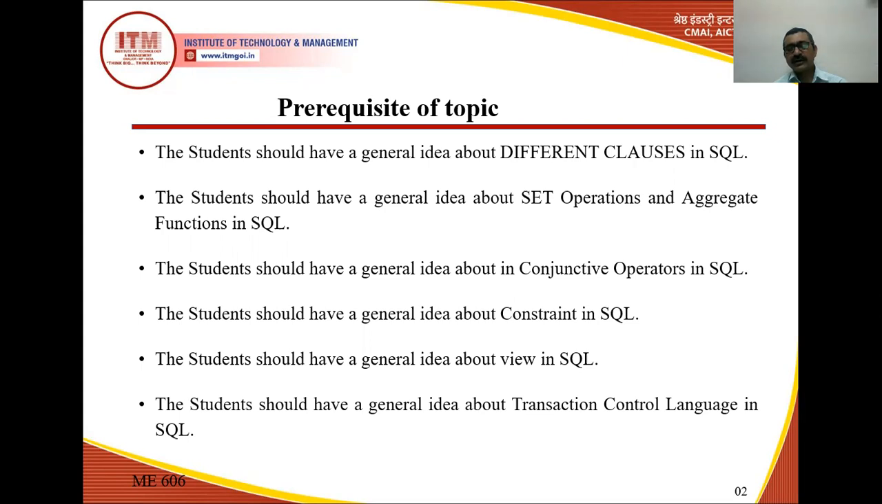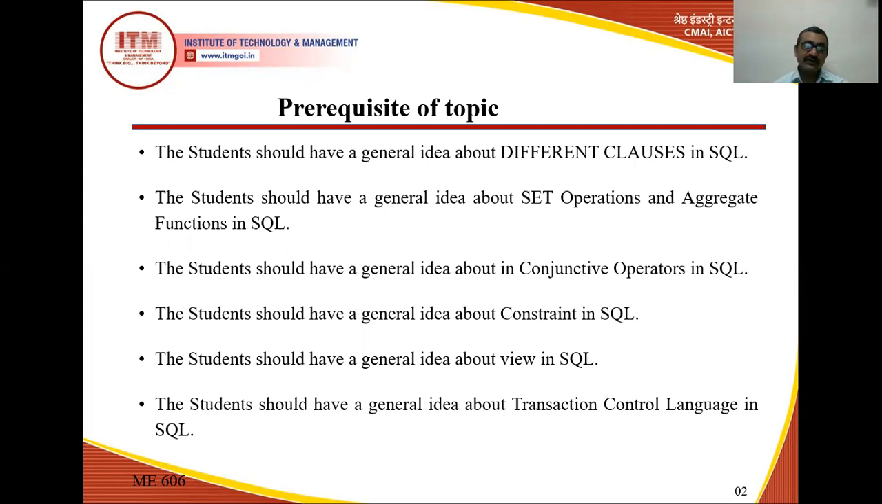properties. There are four types of properties here. The property is ACID. The first one is atomicity, then C is consistency, I is isolation, and D is durability.